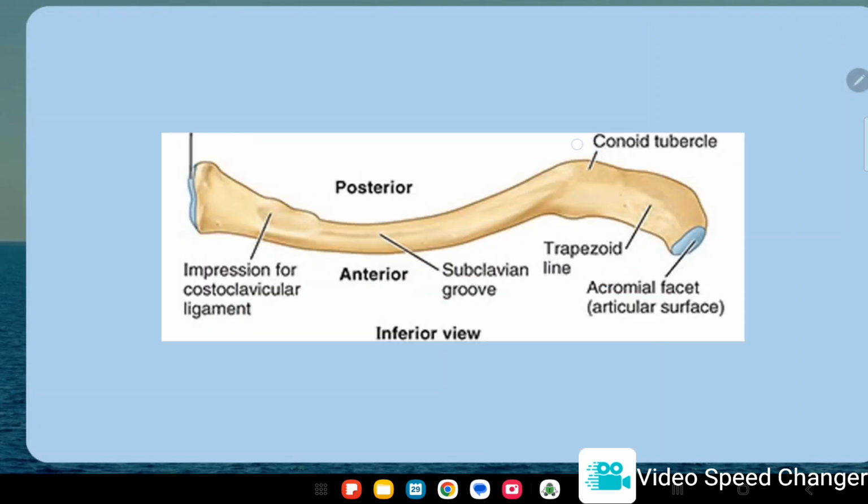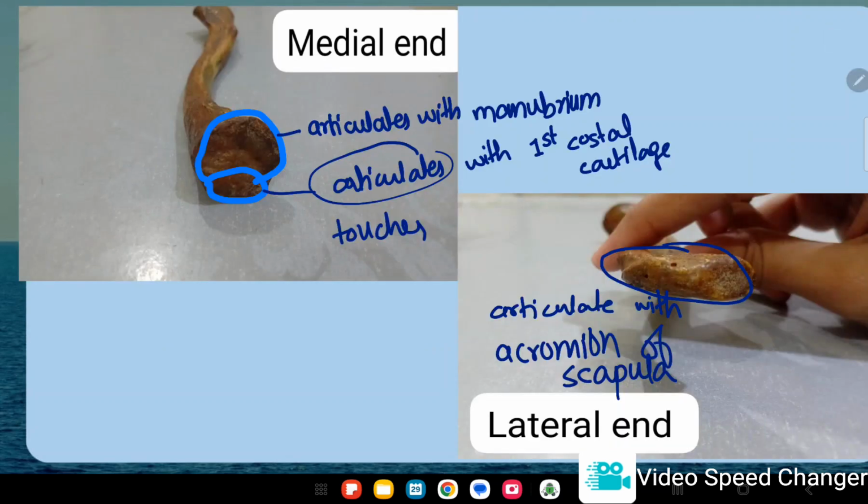Now you can see here the conoid tubercle and trapezoid line. So this was all about the shaft. We have studied the medial two-thirds with convexity at the anterior border, and the lateral one-third with concavity at the anterior border. Now we will study the features of the medial end of the clavicle, the sternal end, and the acromial end. First we will study the medial end.